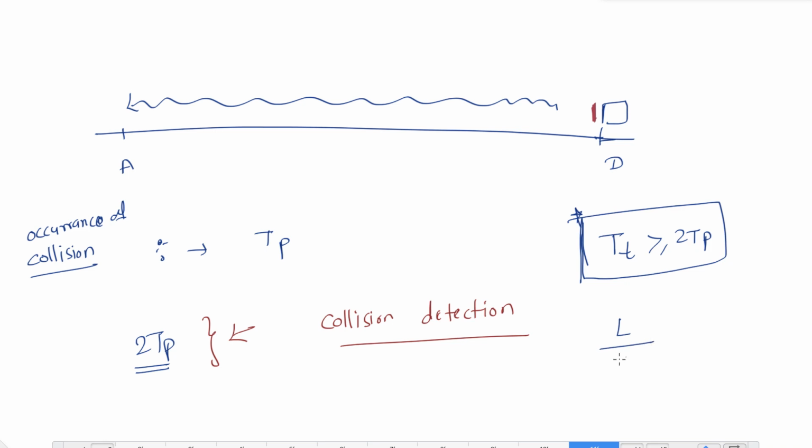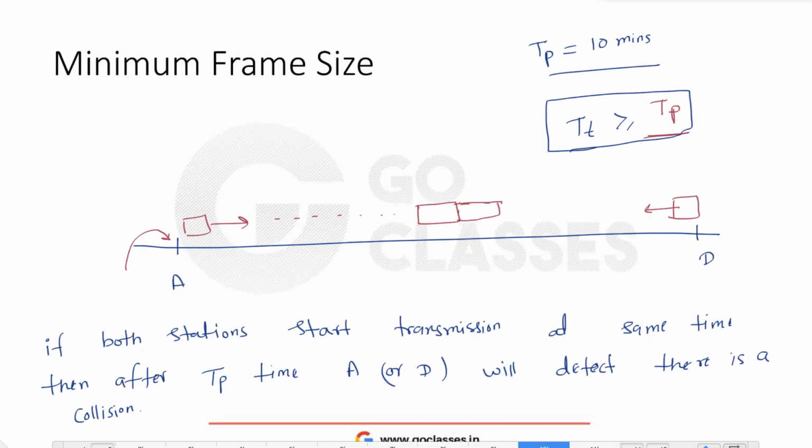So this is the condition to detect the collision. If you remember the formula, transmission time is length upon bandwidth. So L upon bandwidth is greater than or equal to 2 TP, which means L is greater than or equal to 2 TP into bandwidth. Now this should be the length of the packet to detect that there is a collision. So the minimum frame size should satisfy L greater than or equal to 2 TP into bandwidth, right? Let's see one example, and after that it will be more clear.